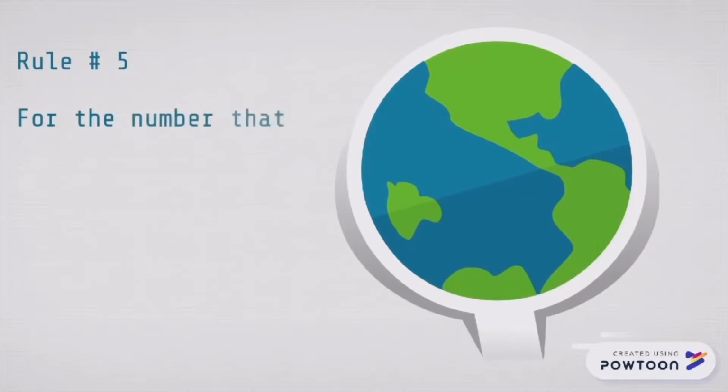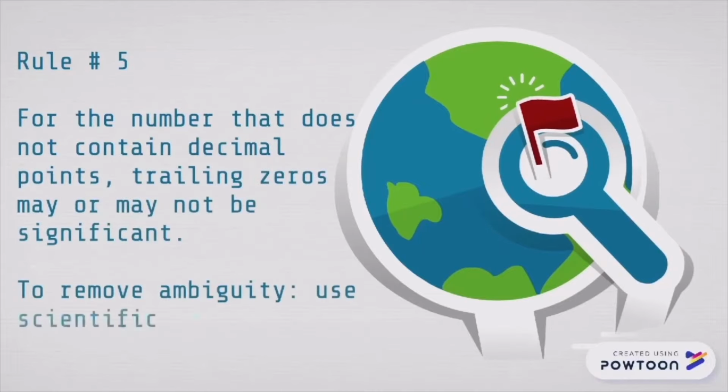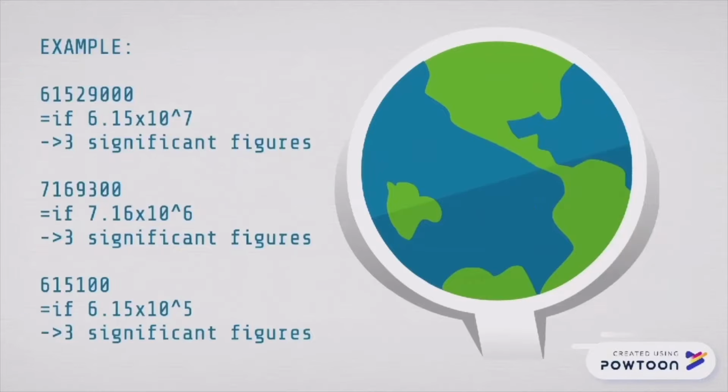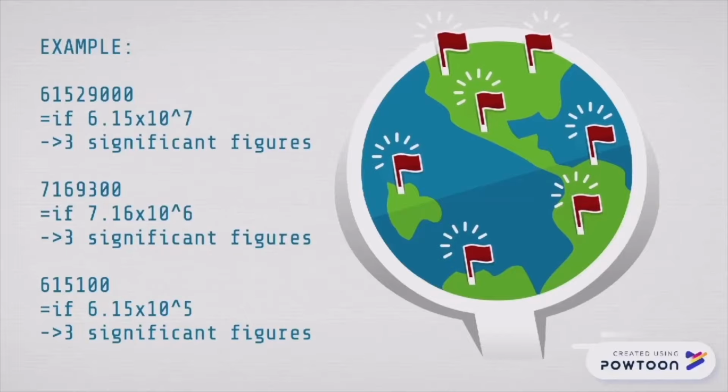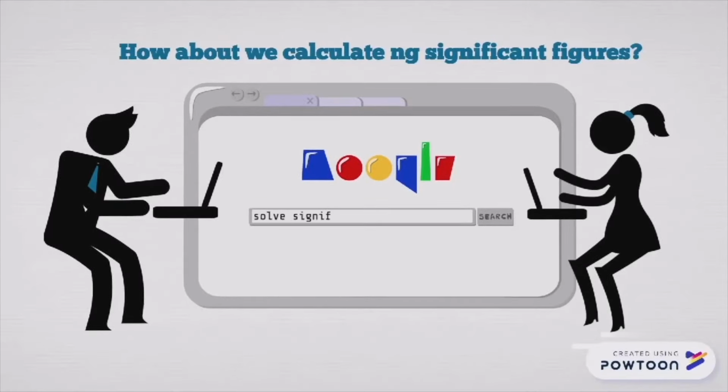Lastly, for a number that does not contain a decimal point, trailing zeros may or may not be significant. To remove ambiguity, use scientific notation. Let's try to calculate and solve significant figures.